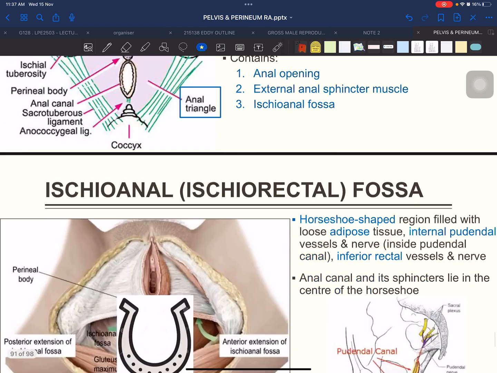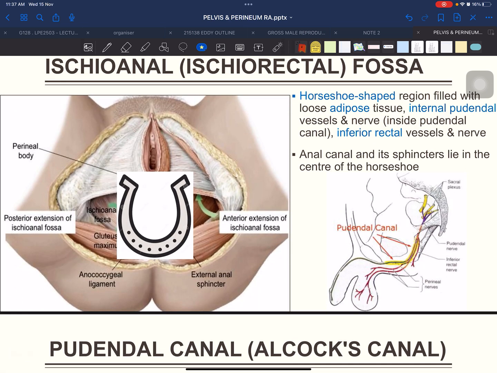The ischio-anal fossa, some books call it ischio-anal, some books call it ischio-rectal. It's the same. So what is the fossa? It is a horseshoe-shaped region filled with loose areolar tissue, internal pudendal vessel and nerve, and inferior rectal vessel and nerve. The anal canal and its sphincter lie in the center of the horseshoe. The anal canal is somewhere around here. It looks like the horseshoe. The pudendal canal and vessels are here.